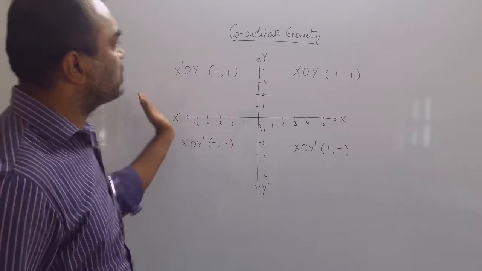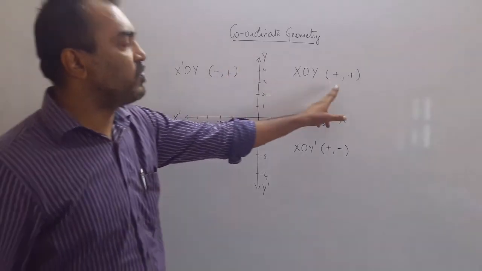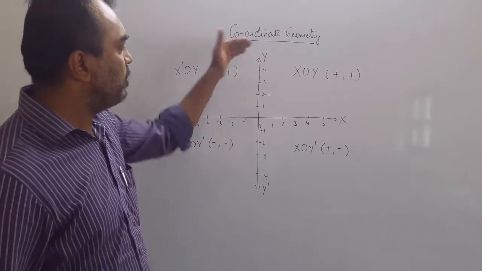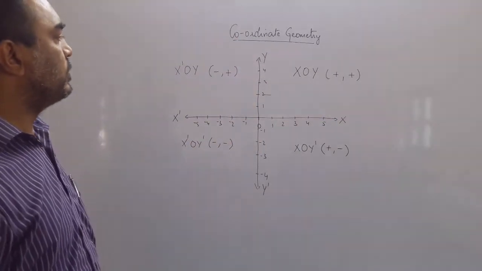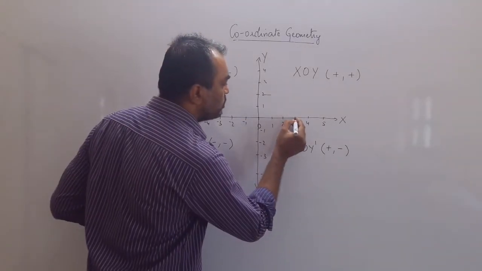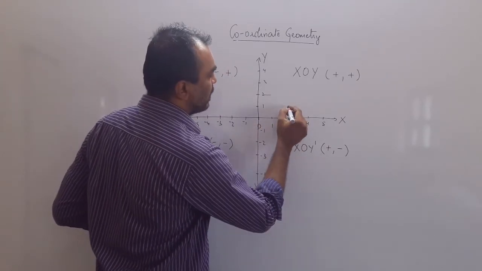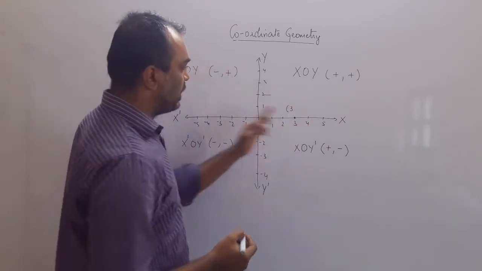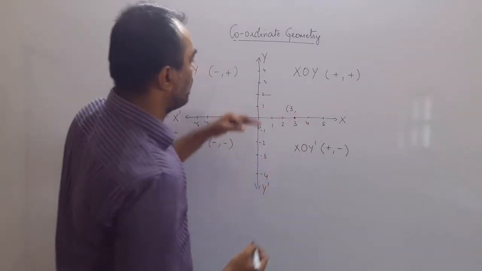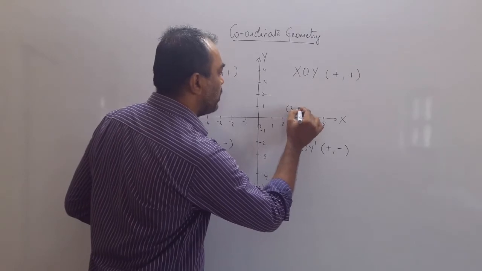Always the x comes first and the y comes second. It means the right and the left is taken as the first coordinate, positive or negative, and the top and the bottom is the second coordinate. Now, look at this point. 3 steps to the right, so 3. But up or down, neither up, neither down. So the y coordinate is 0.